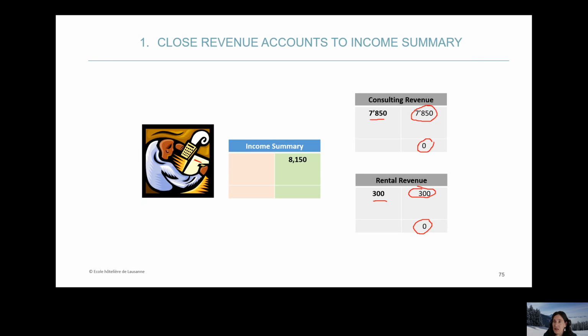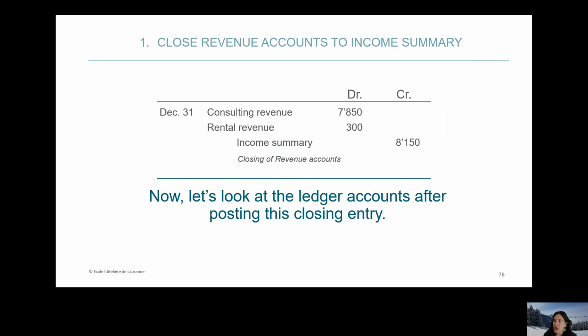And if I debit 8,150 in those two revenue accounts, I have to find a new account in which I have to credit the sum of these two amounts, which is this new account that I've introduced earlier, the income summary account. So I debit my two revenue accounts that I want to empty, that I want to close, and I'm going to bring the sum into this income summary account. Let me show you the journal entry.